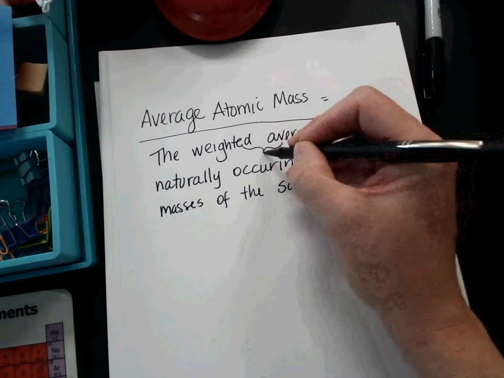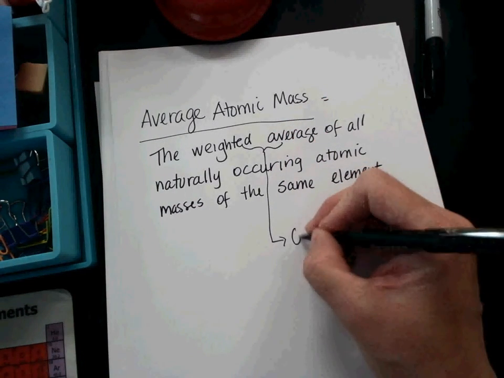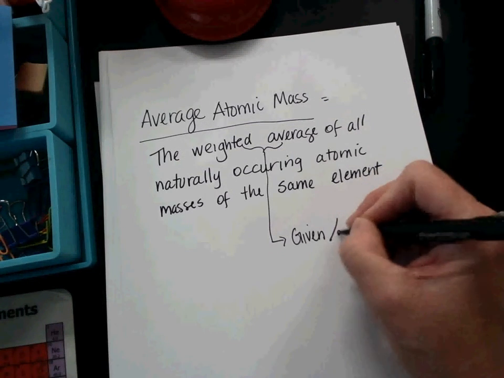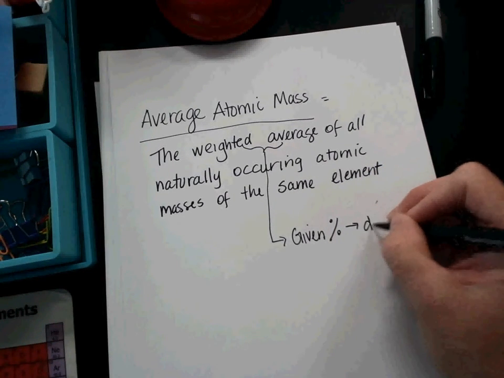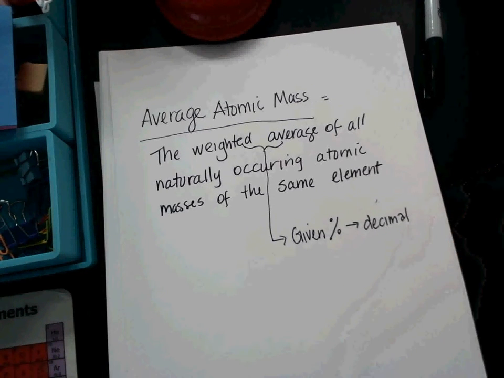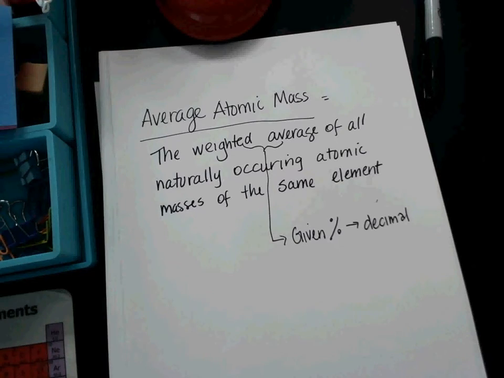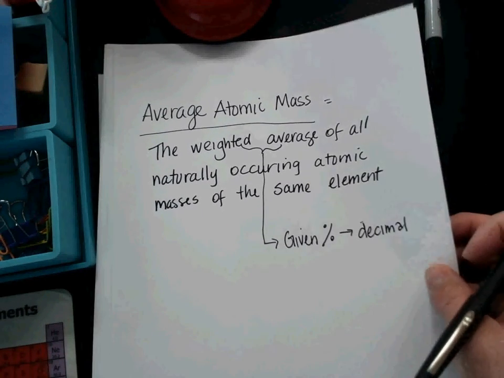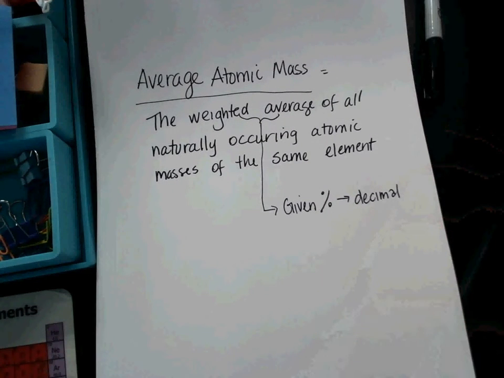Okay. So this weighted average, you guys, that's kind of confusing. This weighted average means you're given, normally you're given a percent, and you have to turn it into a decimal before you can do the math. The percent takes care of weighting it, or takes care of the most common isotope being represented in the greatest quantity. So what you see on the periodic table, that average atomic mass, is the average of all of them I might go out and find.